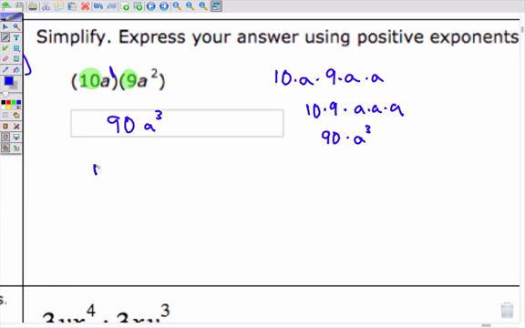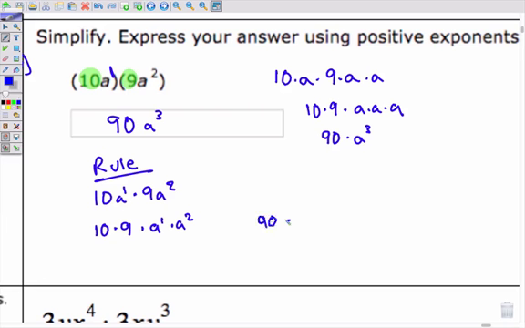If I use the rules, that says add the exponents, but again, remember, you still multiply the coefficients. So 10a times 9a squared, put a 1 there. Rearrange some things, you get 10 times 9. And then I'm adding the 1 and the 2, and I'm multiplying the 10 and the 9. So multiplying 10 and 9 gives me 90. Adding the 1 and the 2 gives me the a to the third, and again, it's the same answer as what you had before.